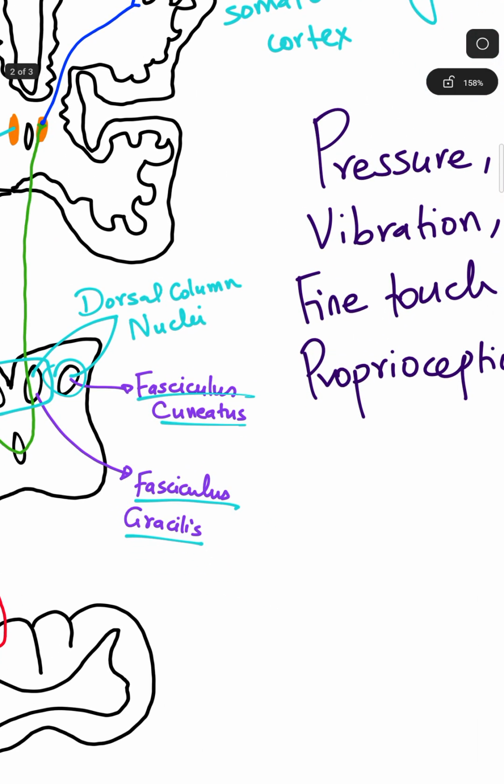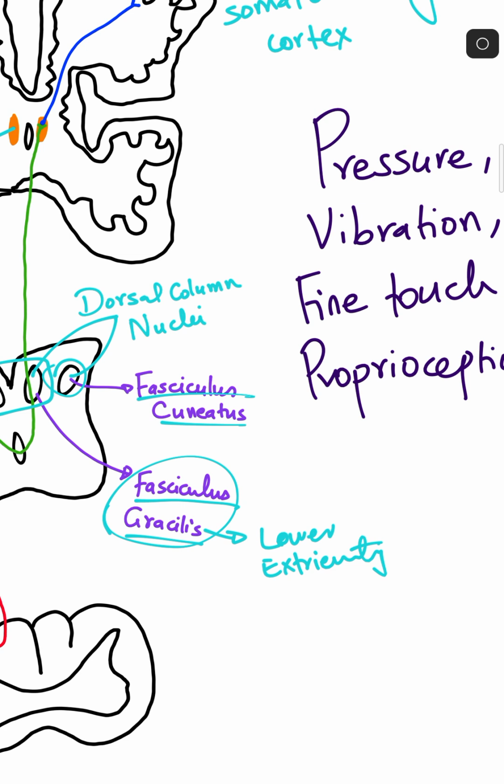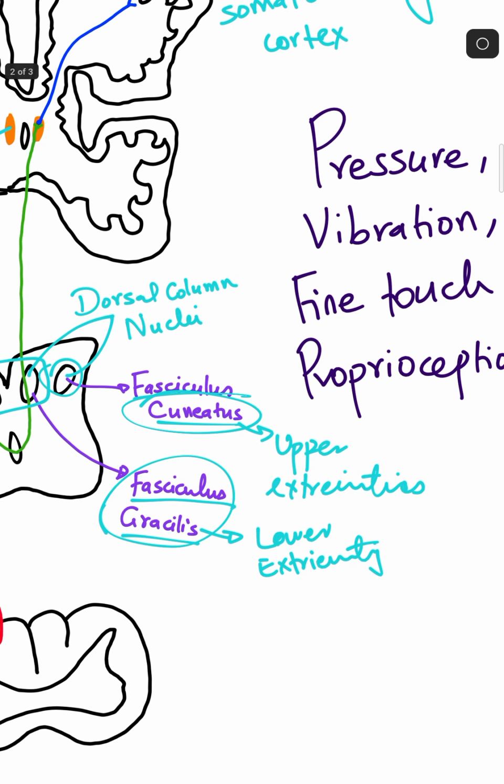Why are they important? The reason why they're important is because gracilis brings information from the lower extremities, so that means your legs. And the cuneatus brings it from the upper extremities. So that means your arms, your limbs, your hands.